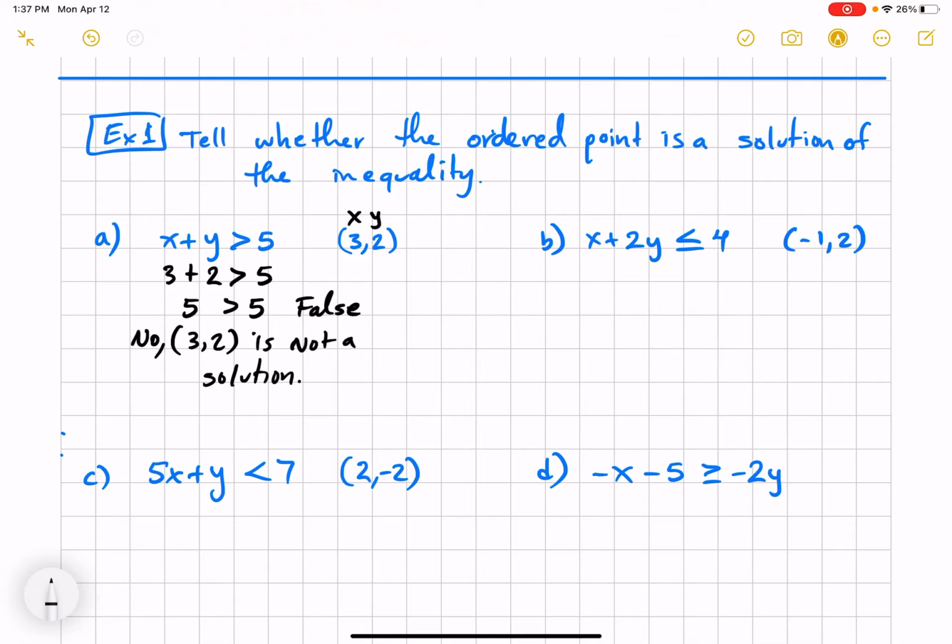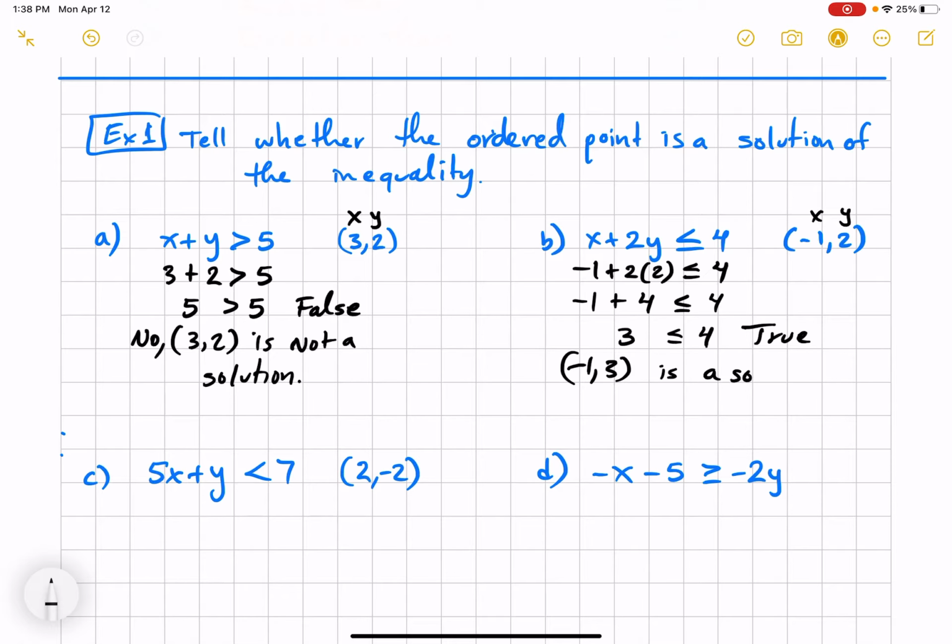On the next example, it's the same thing. X is -1, y is 2. When we substitute it in, -1 plus 2 times 2. Question, is that less than or equal to 4? Well, we know that -1 plus 4 is 3. And 3 is certainly less than 4, and it's not equal to, but as long as it's either less than or equal, it's correct. So this is a true statement. And therefore, (-1, 2) is a solution.